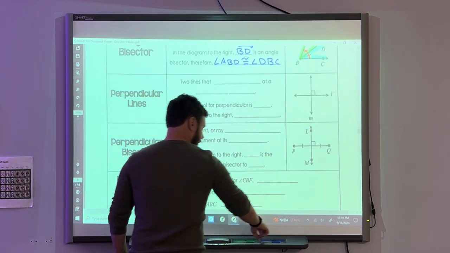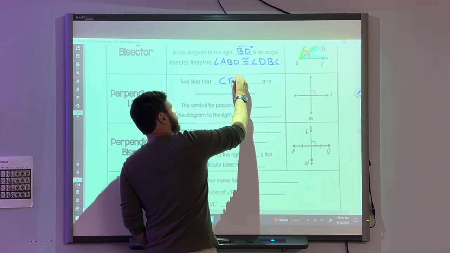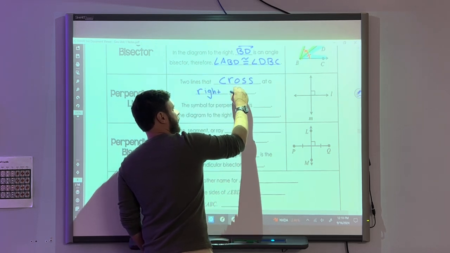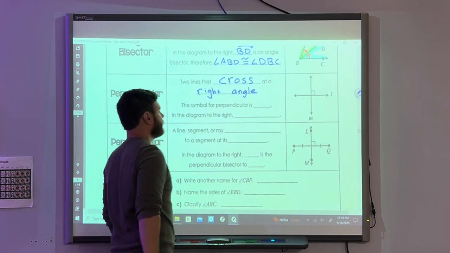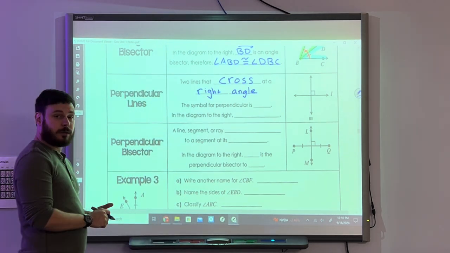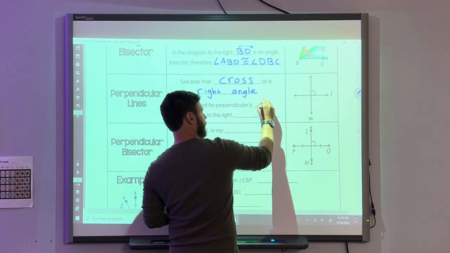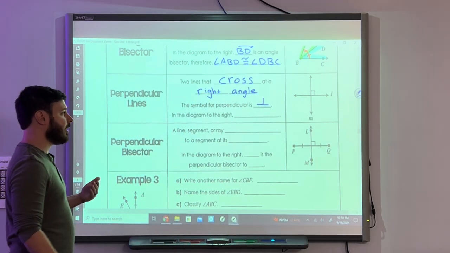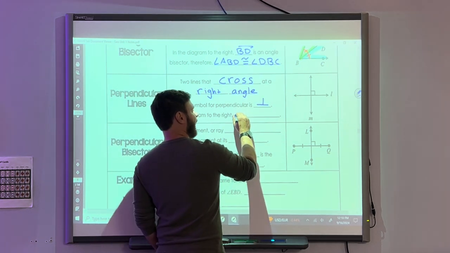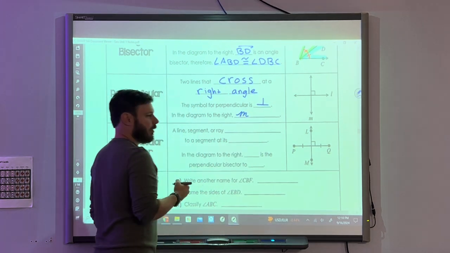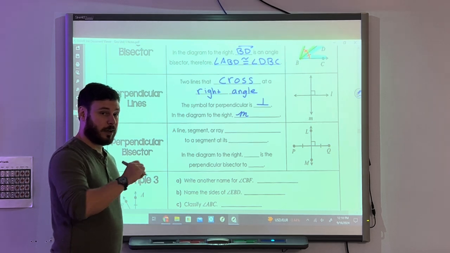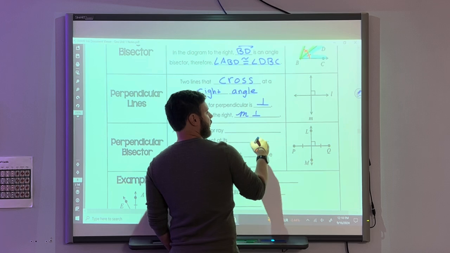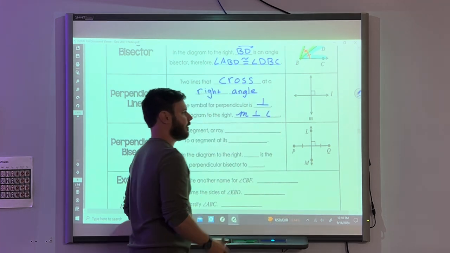Perpendicular lines: two lines that intersect or cross at a right angle. And the symbol for perpendicular is like an upside down T. So in the diagram to the right, I could say that line M, and remember, if I name a line by just one letter, I gotta use that fancy script, line M is perpendicular to line L, and I don't know how you write a fancy L, so there we go.